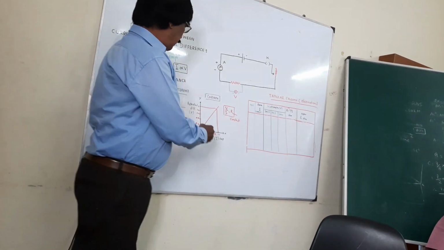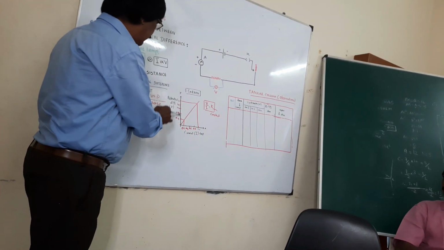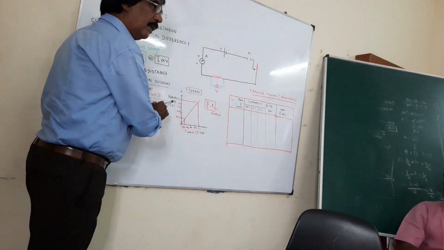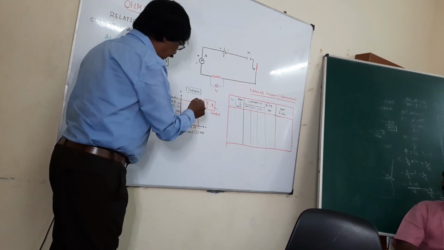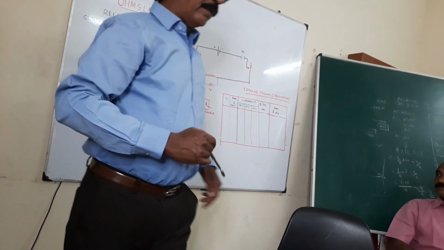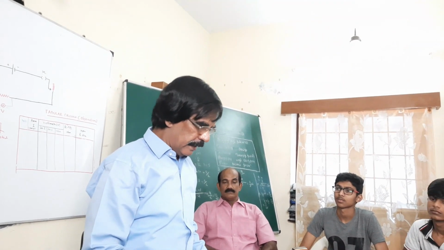We can get the resistance. And for the graph, we take current on the x-axis and potential difference on the y-axis. If you keep on taking these readings on the x-axis and y-axis, you can get a straight line. The slope of the straight line can be found. See, then certain other things.